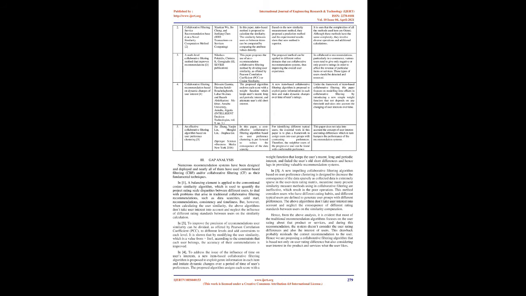In 3, to improve the precision of recommendations, user similarity, as offered by Pearson correlation coefficient, PCC, can be divided into different levels, adding constraints to each level. It is shown that by modifying the user similarity, which is a value from -1 to 1, according to the constraints that each user belongs to, the accuracy of their recommendations is improved.